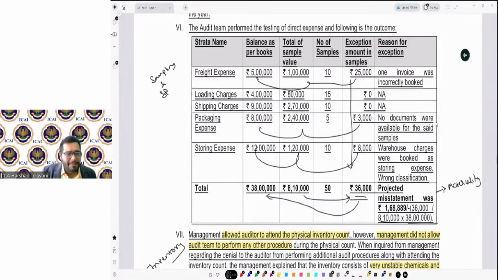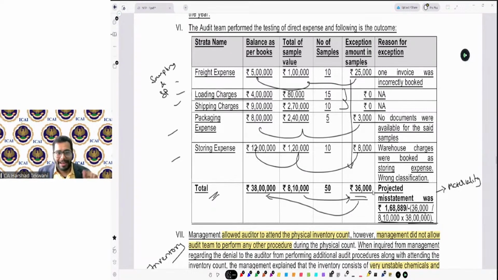If there is no misstatement in certain areas, why project in front of that balance? That is not appropriate. So for example, if I have a misstatement of 25,000 in front of 5 lakh of rupees, and the total sample value is 1 lakh, I need to individually project the misstatement. Same way with storing expense, same way with packing expense. Instead of projecting the misstatement at the total level, I need to project it at each individual strata level because my testing is at that level.